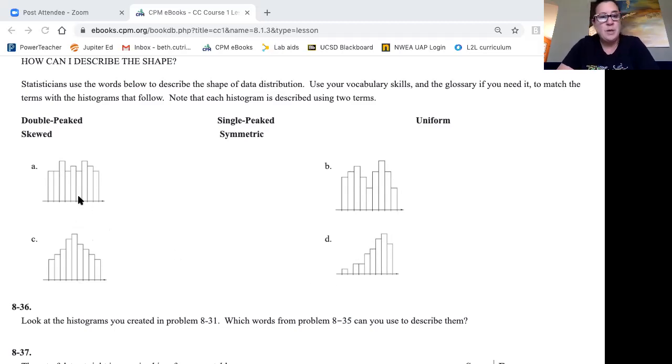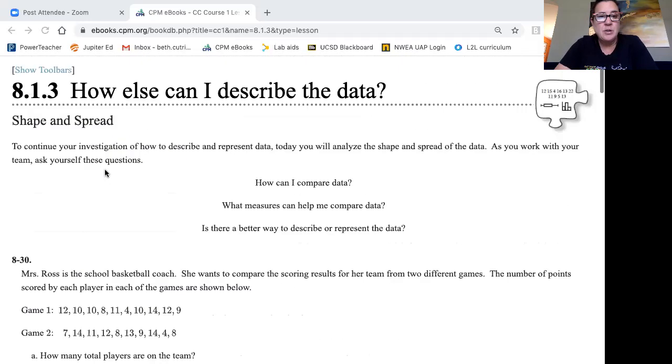And then uniform would be straight across. So this one's the closest to uniform that we can see on this set of four histograms. So that's what they're talking about when they talk about shape.